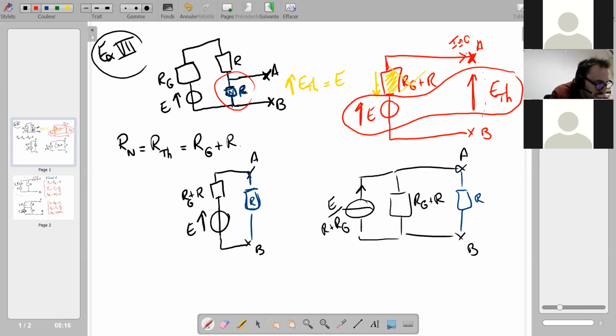As soon as you remove the load between A and B, it means that there is no current flowing between A and B. And in this circuit here, in fact, if there is no link between E and B, you have a single mesh circuit, which is open.